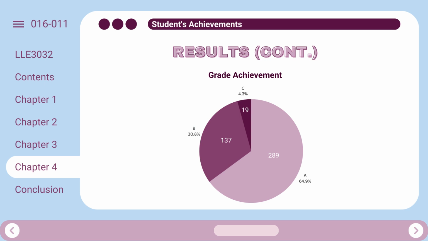Student achievement. For grade achievement, most respondents, representing 289 students, scored A, 137 students scored B, while another 19 students scored C for this course. Hence, it can be concluded that most respondents have achieved a good grade in this course because, referring to the grading system in UPNM, A indicates excellent. Additionally, grades are one of the standard measures of academic success concerning academic achievement.